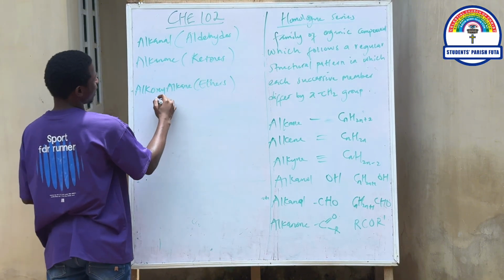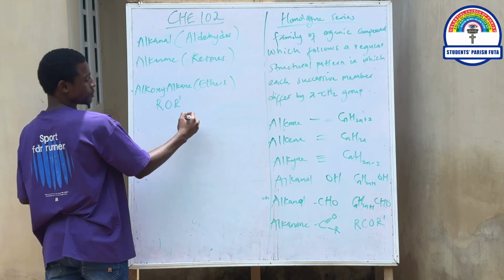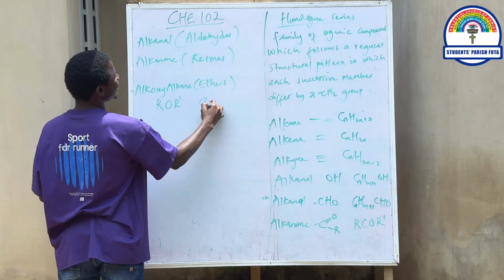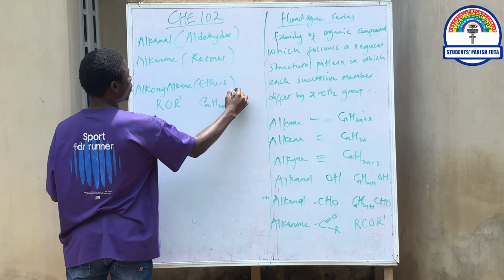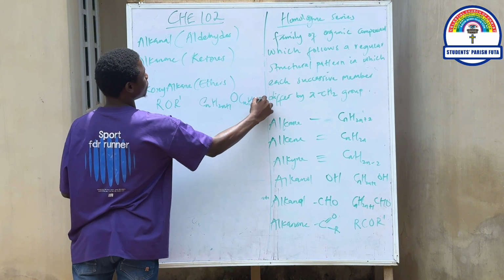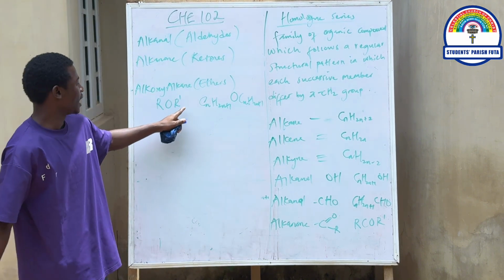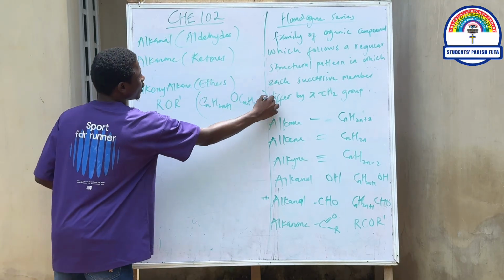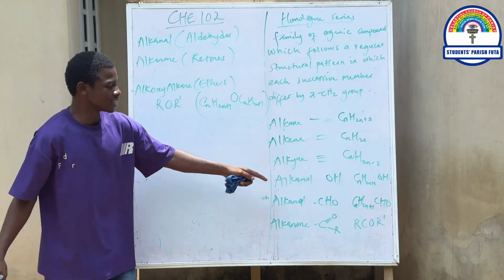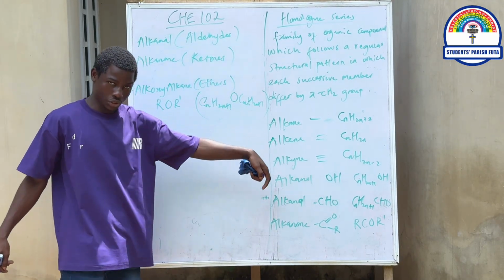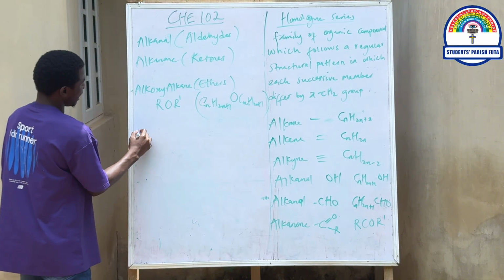Alkoxyalkane. And what's their own formula? They are ROR, with CnH2n+1 O CnH2n+1. You can see the difference between alkoxyalkane and alkanone. This one is ROR. This one is RCOR. Do you understand?